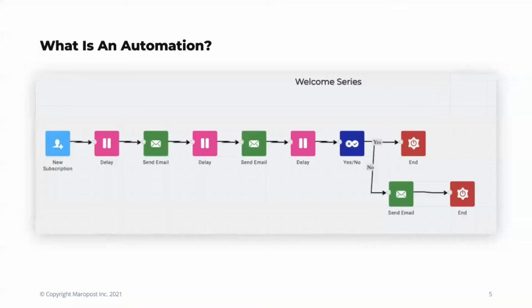So what is an automation? Maropost allows you to automate your email marketing. You can leverage the journeys to perform various actions, such as updating custom fields, updating list subscriptions, sending SMS, sending push notifications, and sending emails. All of the above can be based on specific triggers or behavior.